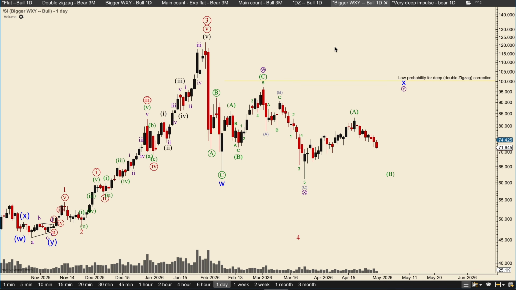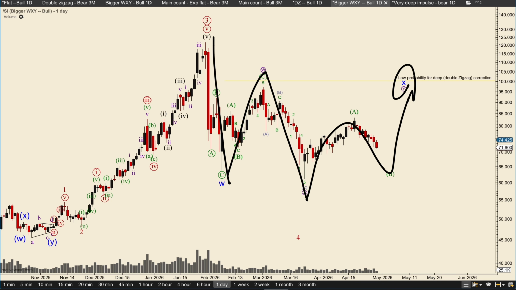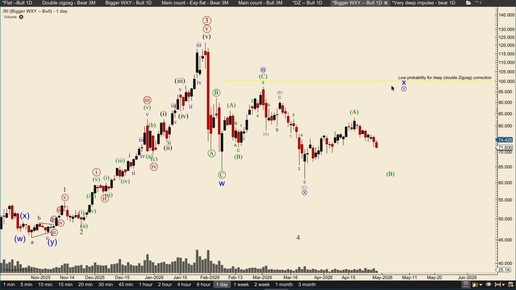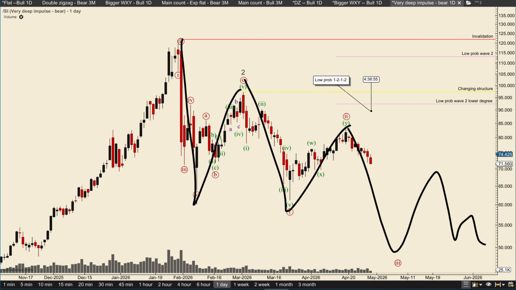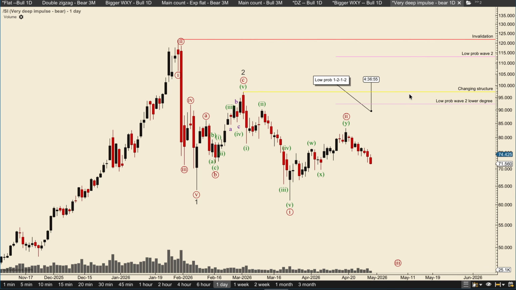The other possibility is that this is a more sideways correction, so WX ABC into a wave Y to finish wave X, and then a wave Y here, and then we move up, because this is a corrective structure as well. The only pure bearish scenario where we are looking for way lower prices is this one. So 1, 2, 1, 2 of a lower degree, and then 3, 4, 3, 4, 4, 5, and so on, looking for way lower prices.